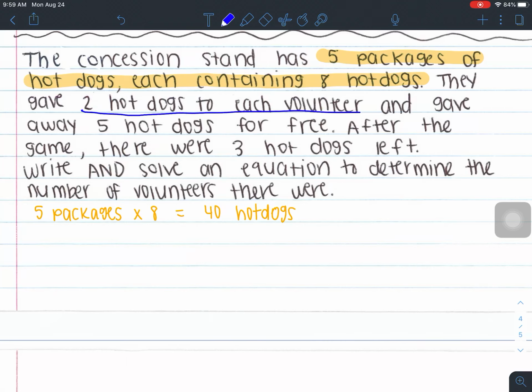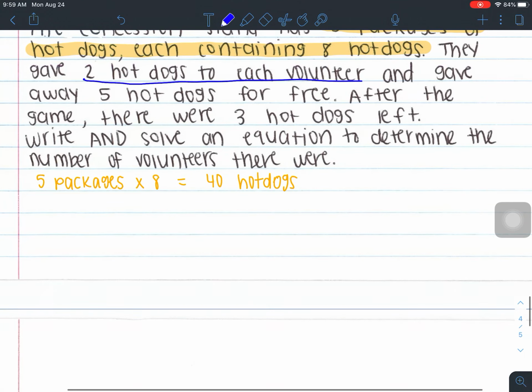They're giving 2 away to each volunteer. Do we know how many volunteers there are? No. So I'm going to go ahead and say X is the number of volunteers. Remember, this process is called defining your variable. I'm letting the person reading my math know, hey, X is the number of volunteers. It's not just some random number. It means the number of volunteers. I don't know how many volunteers there are, but I do know that they're giving 2 away to each one. So I could say, hey, maybe 2X, 2 hot dogs per volunteer.